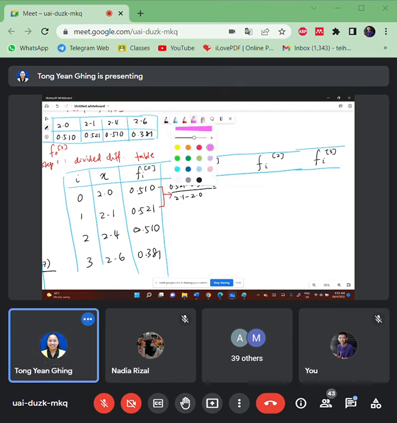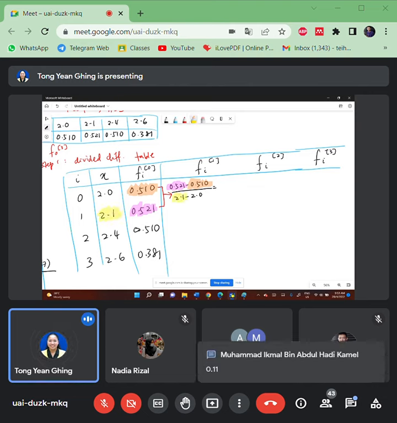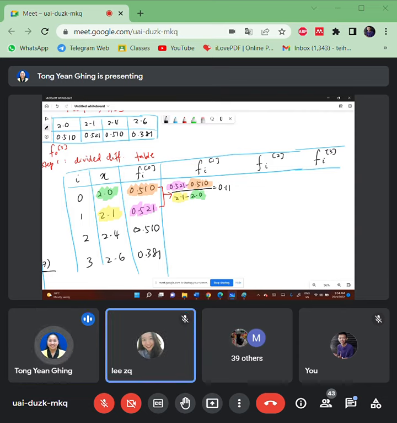So yang ni kan, you have to take this one, 0.521 minus this one. Yang atas dia. Okay. Lepas tu, this is we refer to X1 minus dengan X0. Boleh eh? So dapat? What do you get? Answer? 0.11. 0.11. Okay, thank you.